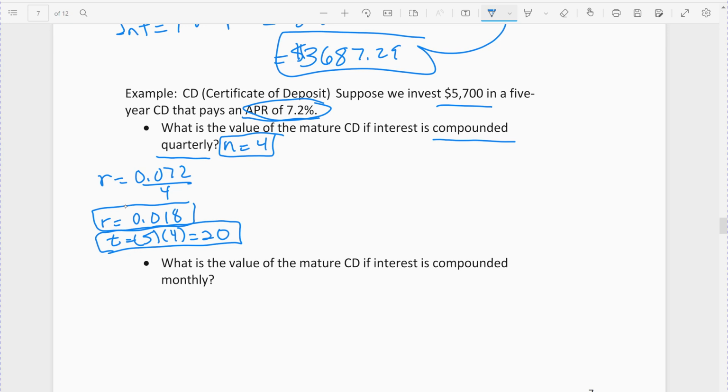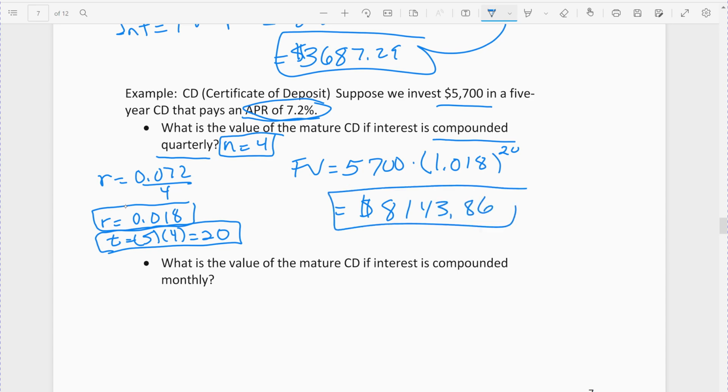Alright, so finding the future value. Well, that's the present value, 5,700 times 1 plus r, so 1.018 raised to the 20. 20 times it's reinvested. So make sure you raise it to the 20, not to the 5. The future value is $8,143.86.